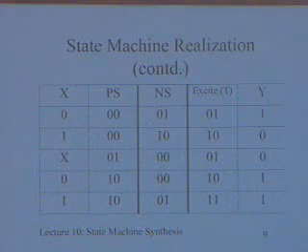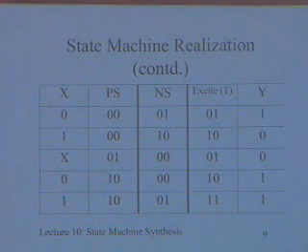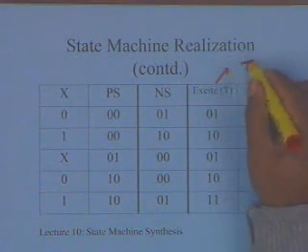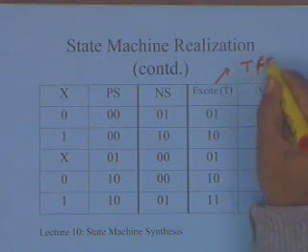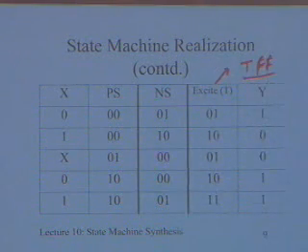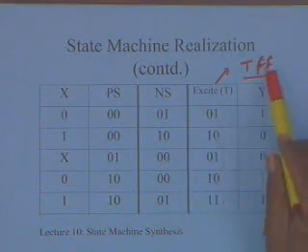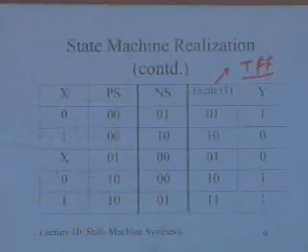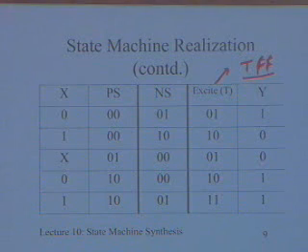If you consider, this table is nothing but the representation of this particular diagram. Also, along with that, I have made a decision that I will use T flip-flops to implement the state register. If I decide to use T flip-flops to implement the state register, and I had chosen a minimal 2-bit encoding, that means I will require 2 flip-flops to implement my state register.